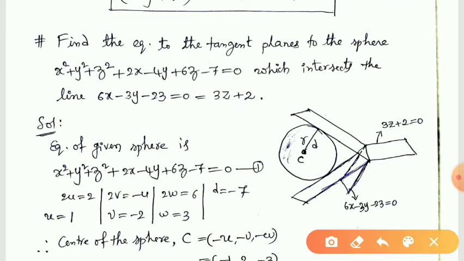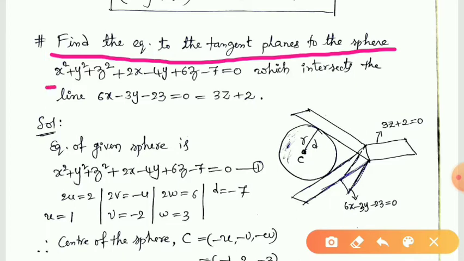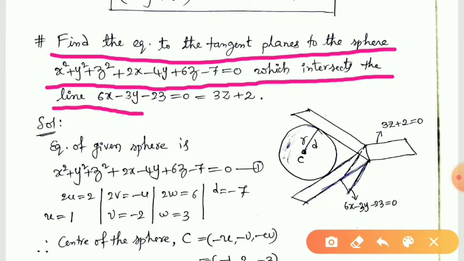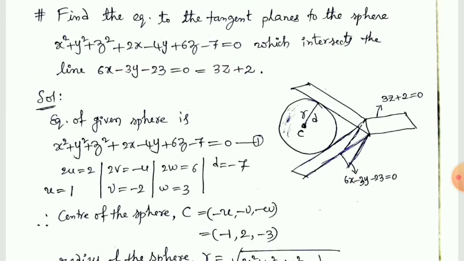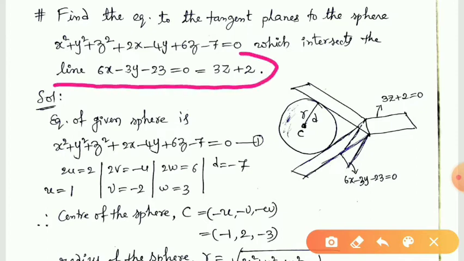Next, second problem, another problem. Find the equation of the tangent planes to the sphere x square + y square + z square + 2x - 4y - 6z - 7 = 0, which intersect the line 6x - 3y - 23 = 0 = 3z + 2. Here you can see that it is said that this is a line.